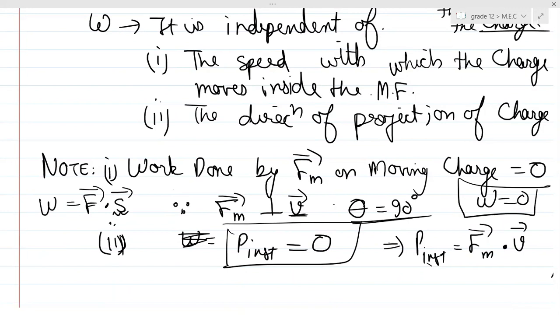Is this clear? Please remember omega is independent of the speed. So no matter whatever speed with which you are throwing it, the particle will always go with a constant angular velocity.